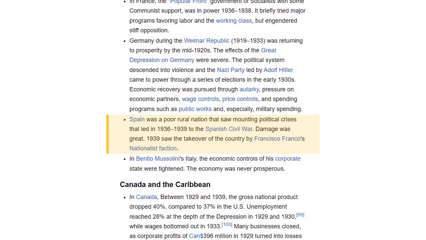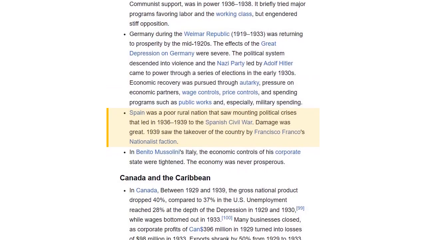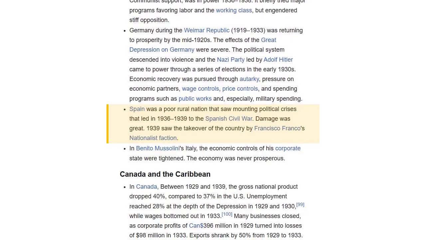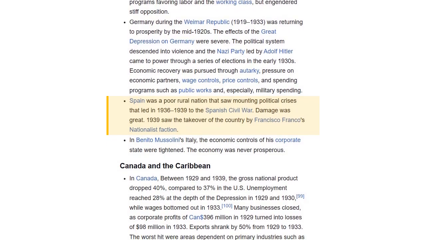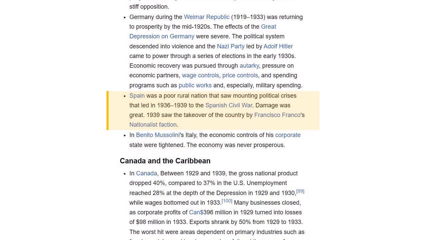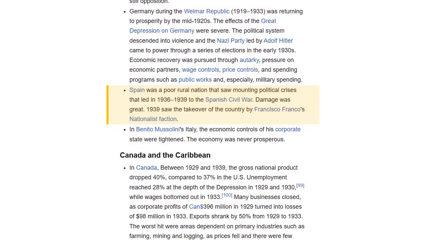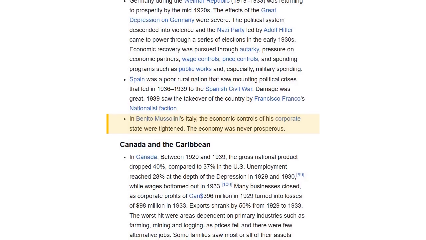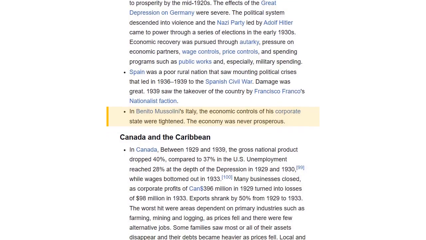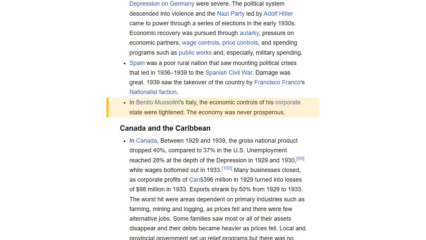Spain was a poor rural nation that saw mounting political crises that led in 1936-1939 to the Spanish Civil War. Damage was great. 1939 saw the takeover of the country by Francisco Franco's nationalist faction. In Benito Mussolini's Italy, the economic controls of his corporate state were tightened. The economy was never prosperous.